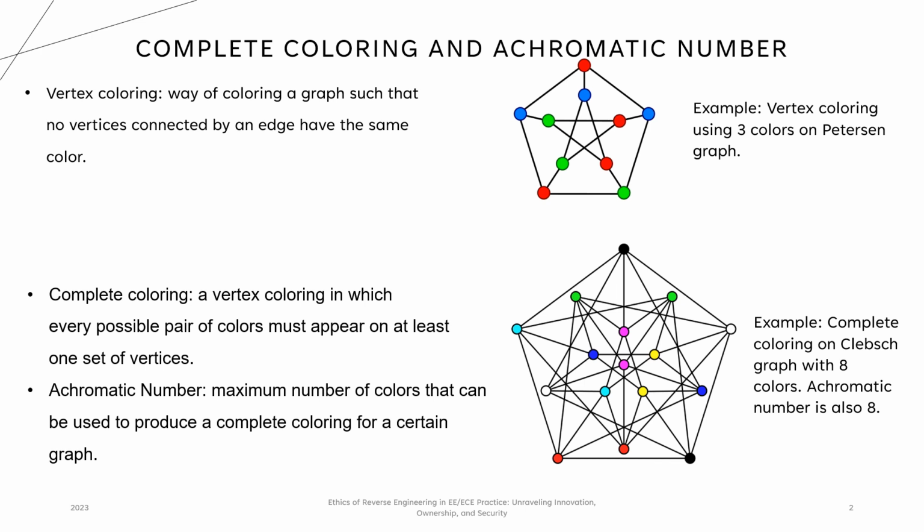So then a complete coloring is a vertex coloring. It has the same requirements as a vertex coloring, but it also has the requirement that every possible pair of colors, for the number of colors being used, must appear on at least one set of connected vertices. So then the achromatic number is the maximum number of colors that can be used to produce a complete coloring for a certain graph. An example of this is shown on the right on the Clebsch graph. A complete coloring of it is shown with 8 colors, and coincidentally, the achromatic number for that graph is also 8.